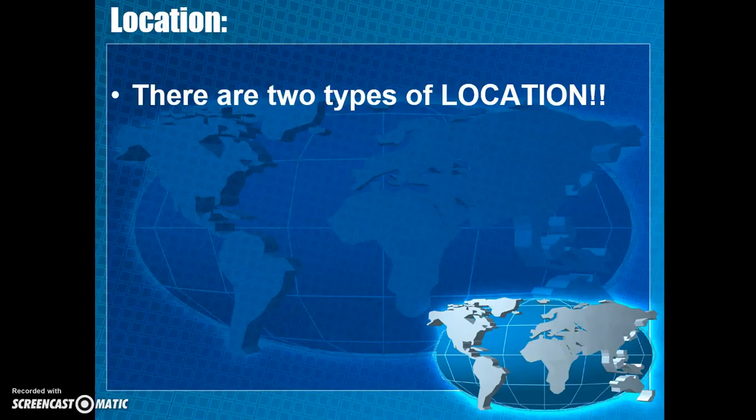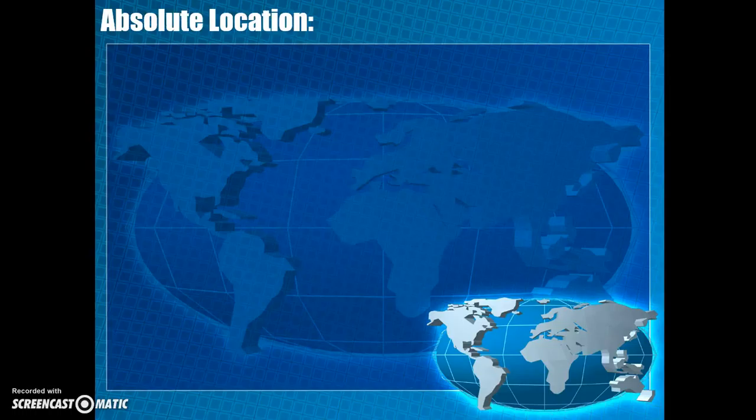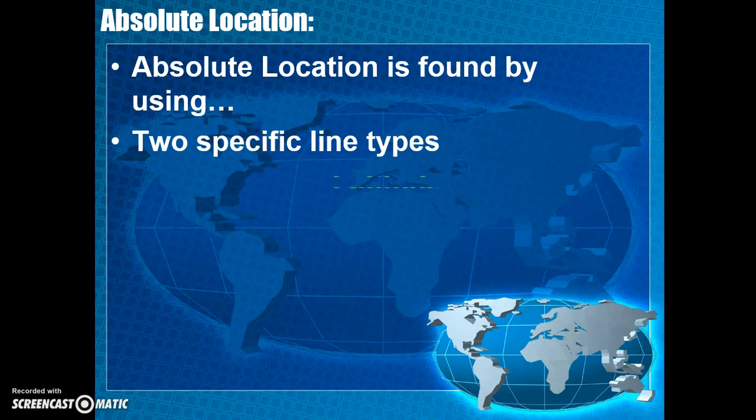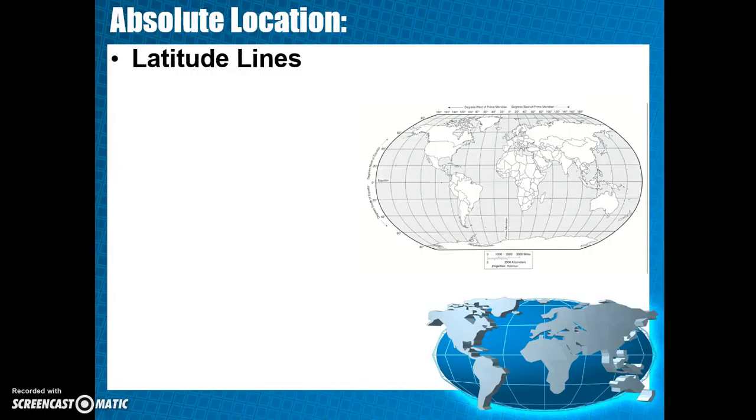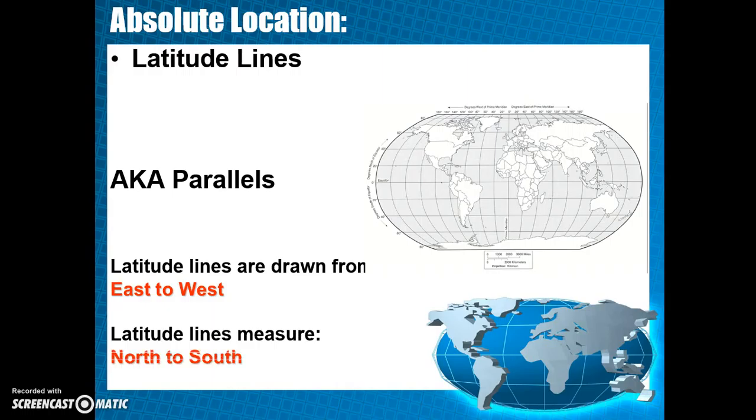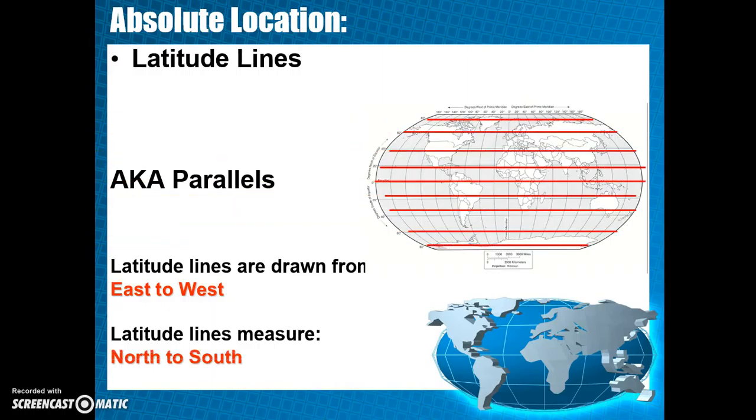There's 2 types of location, and you do need to know these definitions: absolute location and relative location. Absolute location is found by using 2 specific types of lines. You're looking at latitude and longitude. So absolute location talks about latitude lines. Latitude lines are also known as parallels, and they are drawn from east to west, but they are measured from north to south. Right? Again, they're drawn from east to west, but they're measured from north to south.